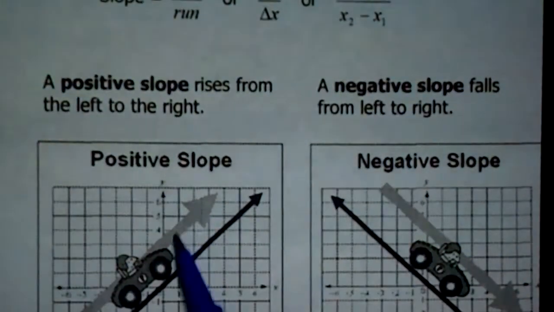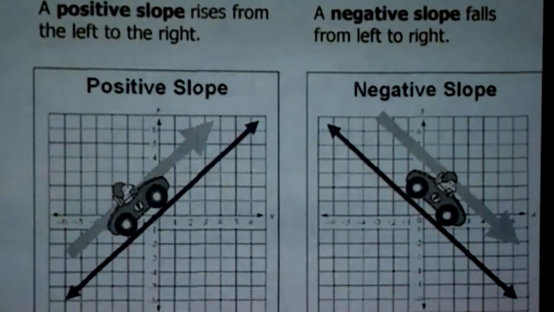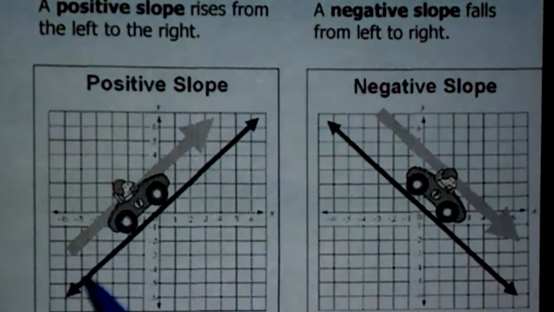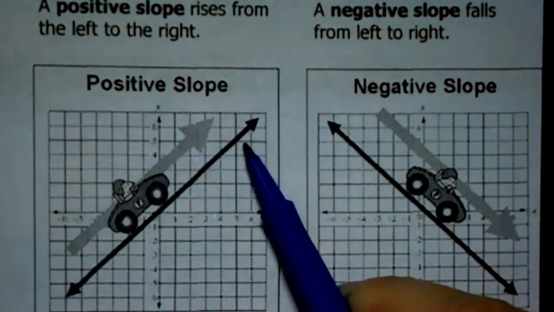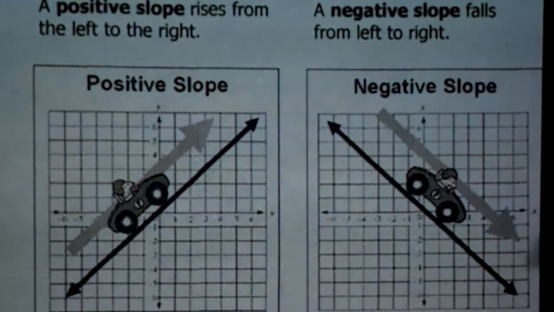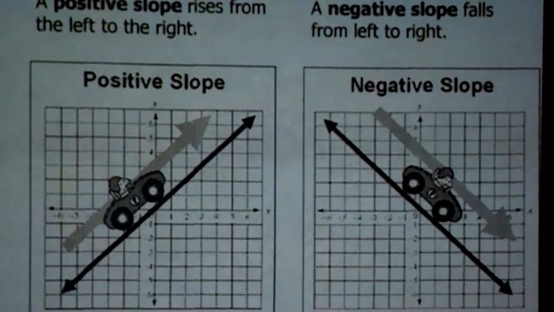A positive slope, and aren't these cute little pictures? I found these online. I just love them. It's a little race car driver. Positive slope shows the line's going up. Negative slope, the line's going to fall from the left to the right. So you do have to know the difference between the two.